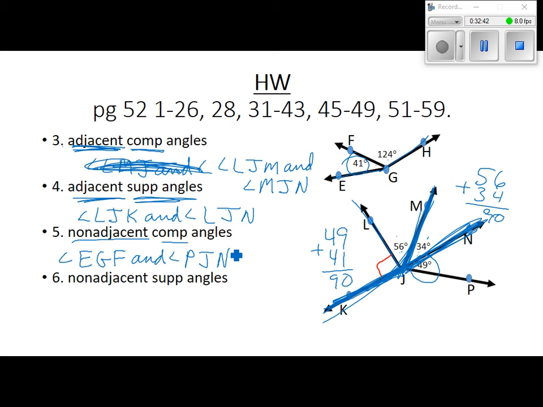Non-adjacent supplementary angles. So now we want two angles that aren't hooked together that add up to 180. So I look for two numbers that add up to 180 in the picture. And I'm just going to tell you it's 56 and 124. So the 124 degree angle is angle FGH. And it's supplementary to angle LJM.